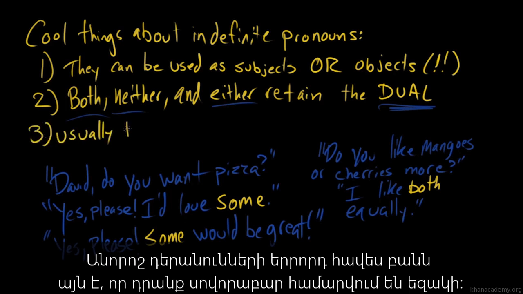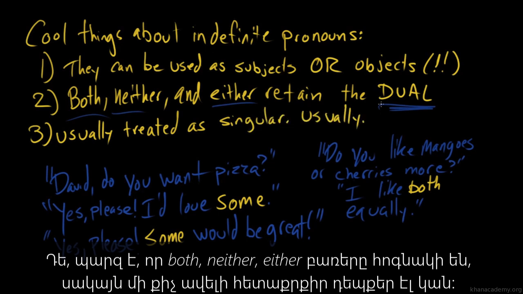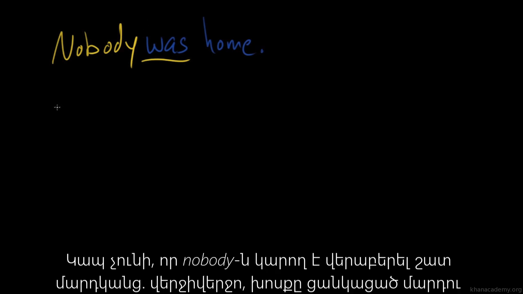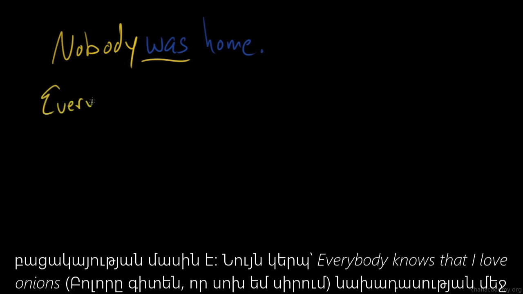The third cool thing about indefinite pronouns is that they're usually treated as singular. Usually. So words like both, neither, and either are obviously plural, but there are some that are a little bit fuzzier. For example, in the sentence, nobody was home, we use the word was, the singular form. Even though that nobody could refer to multiple people, or it's really referring to the absence of anyone.